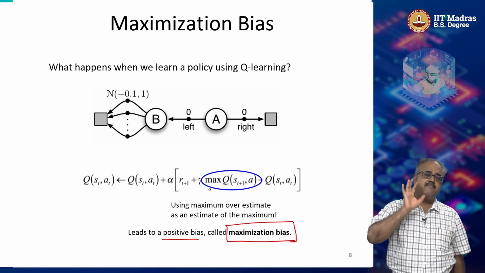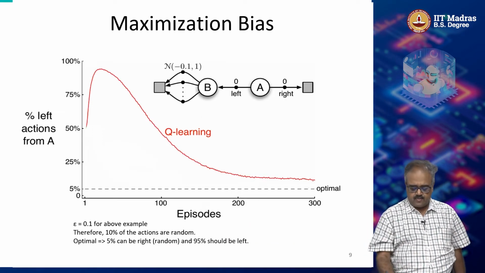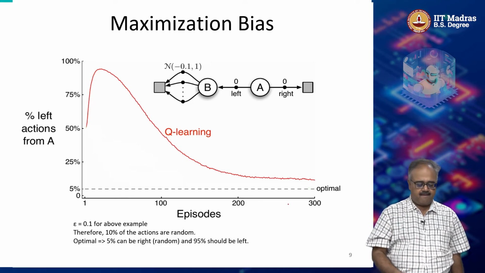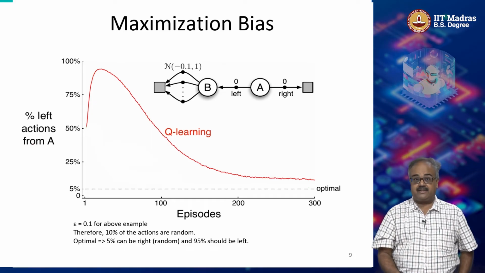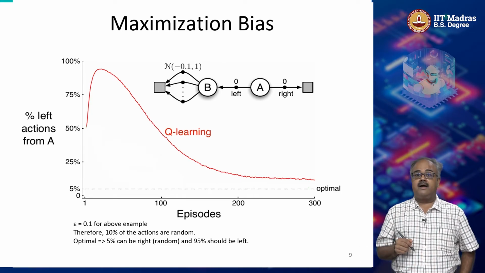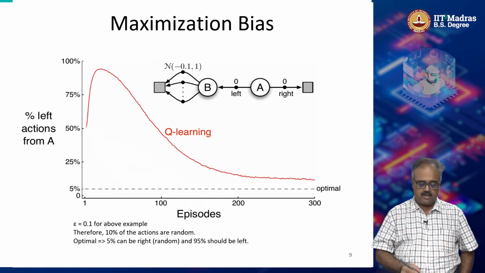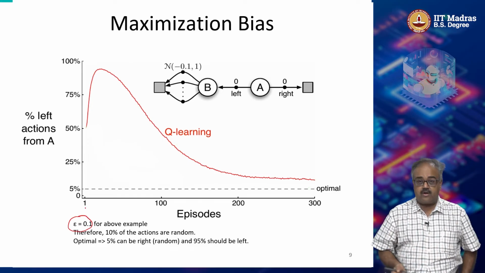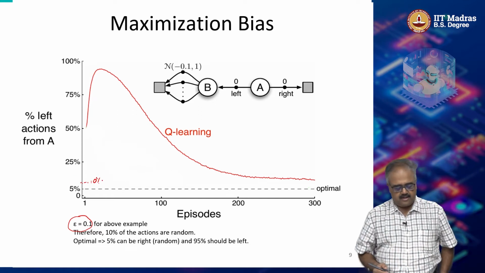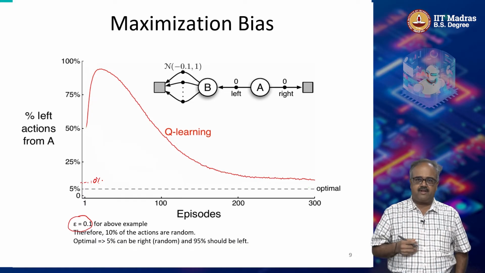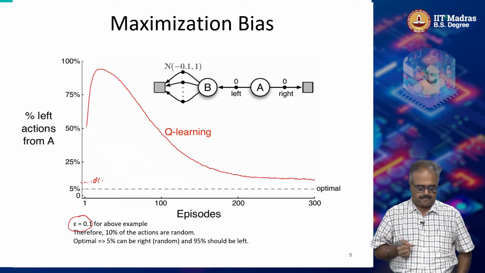Maximization bias does not mean that you are going to end up learning the wrong thing eventually. Eventually you will approach the optimal action. This curve tells you what fraction of the time you are going left from state A, and your epsilon is 0.1. Therefore, even after learning is done, you will be somewhere around 10%. So at least 10% of the time you will be taking left, and the remaining 90% of the time you want to take right, because epsilon is 0.1.